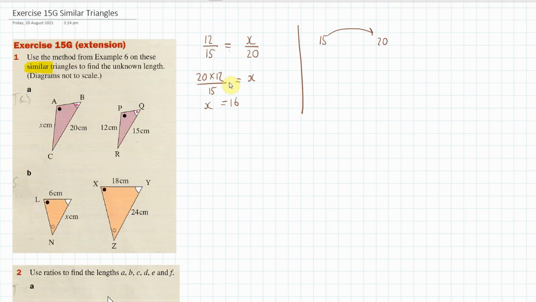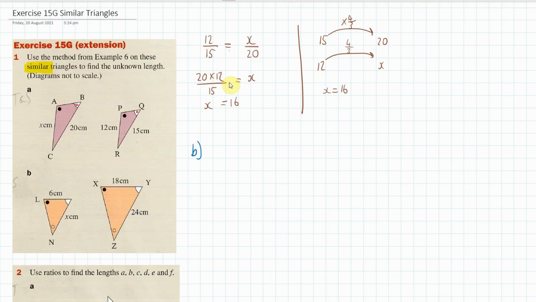So you go 20 divided by 15, and that means I must be timesing by 4 over 3. You can use your calculator for that. So how am I going to get from 12 to x? Well, I'm going to times by 4 over 3, and that gives me x equals 16. So there's a couple of ways of doing this. You choose your own adventure, whatever works for you. Both of those ways are fine. Let's move on to B.